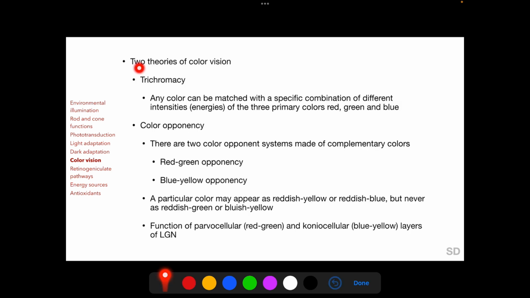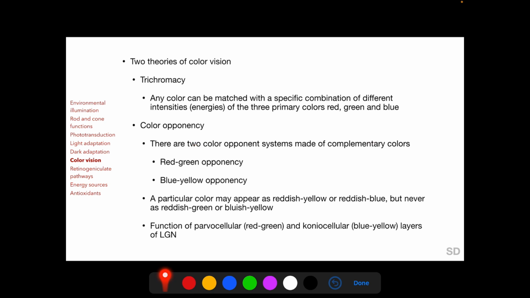There are two theories of color vision. In the trichromacy theory, any color can be matched with a specific combination of different intensities of the three primary colors red, green and blue. In the color opponency theory, it is said that there are two color opponent systems made of complementary colors. Complementary colors are those colors which when mixed produce a grayscale color sensation ranging from black to white.